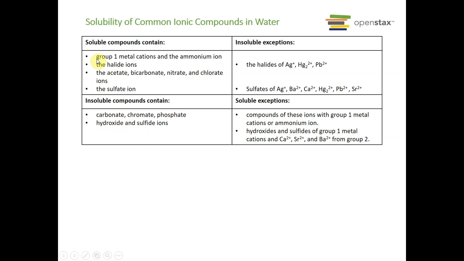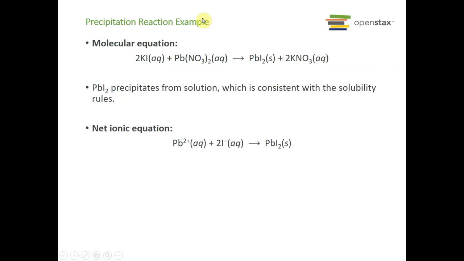It's most important to remember that the first column of the periodic table is all soluble compounds, and that halides are mostly soluble, sulfates are mostly soluble, carbonates and hydroxides are mostly not soluble. Okay, so here are some precipitation reactions.